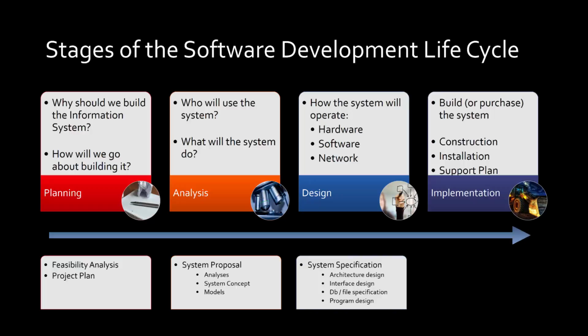For the design, the deliverables, or things produced, generally are the system specification, and this consists of the architecture design. So again, literally the hardware and the interface, the software itself, how it's laid together, perhaps even what design methodology is going to be used, or design patterns, the interface designs, database and file specifications, and all the program design itself. So this covers everything, UI or UX design, all the planning documents.